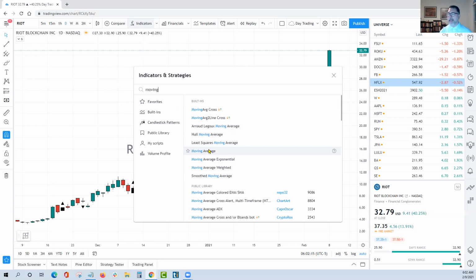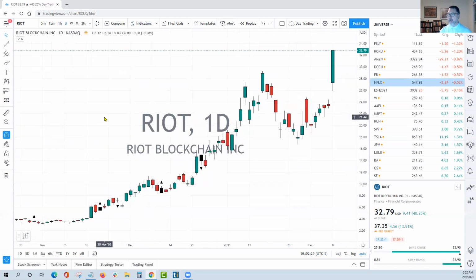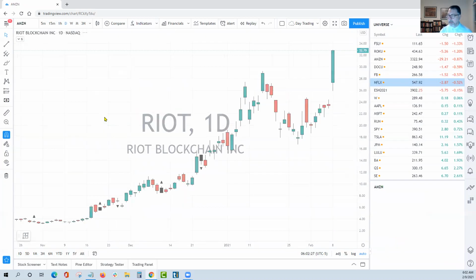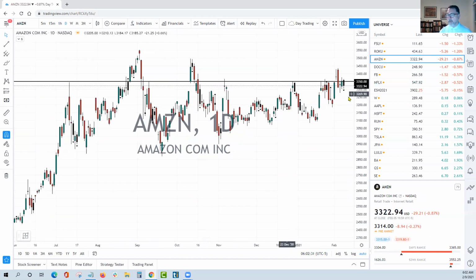The whole point of a moving average is it's an average. I don't want to start using exponential and smooth and all of those other kind of things, or weighted. An average to me is an average, so I kind of keep it simple. The last part of what we obviously want to know, and I'll pull up Amazon because this is the stock that's been kind of drifting sideways for a while.